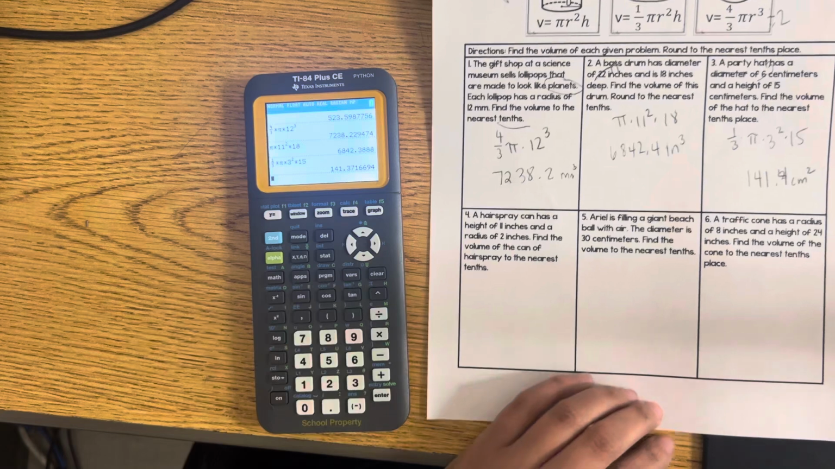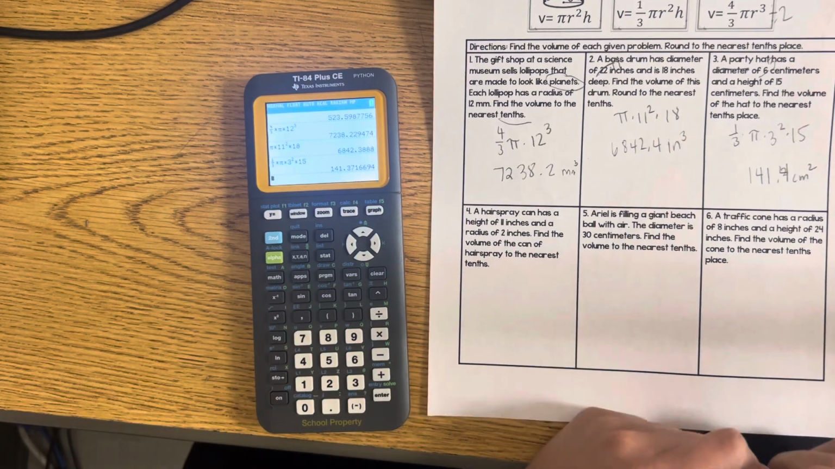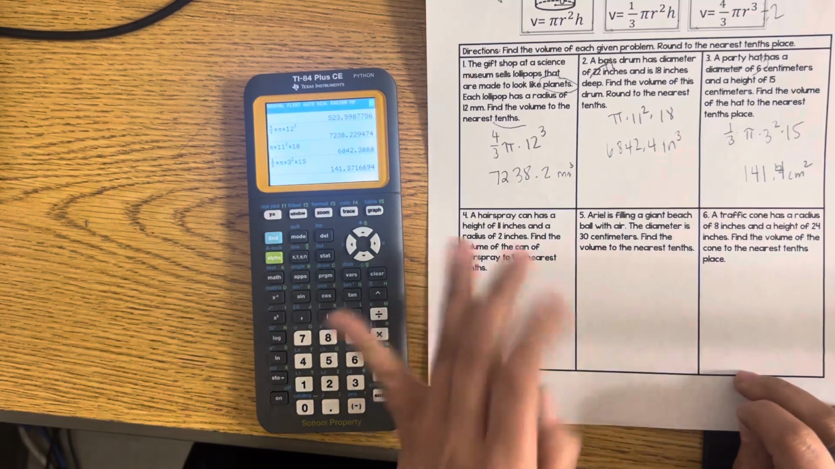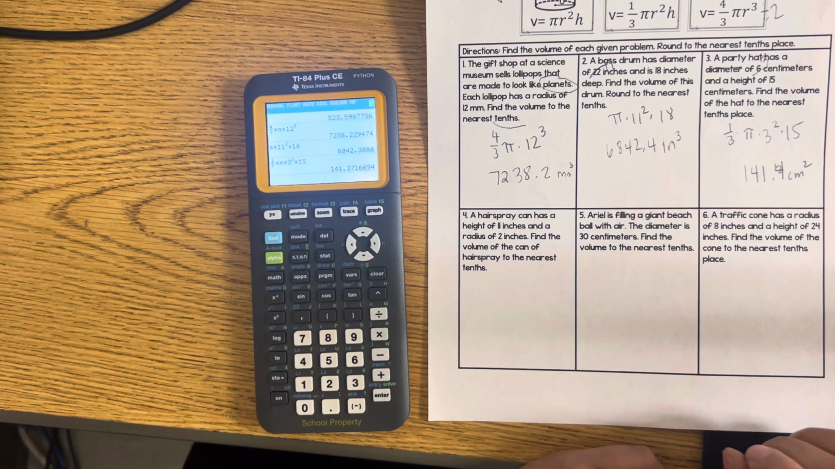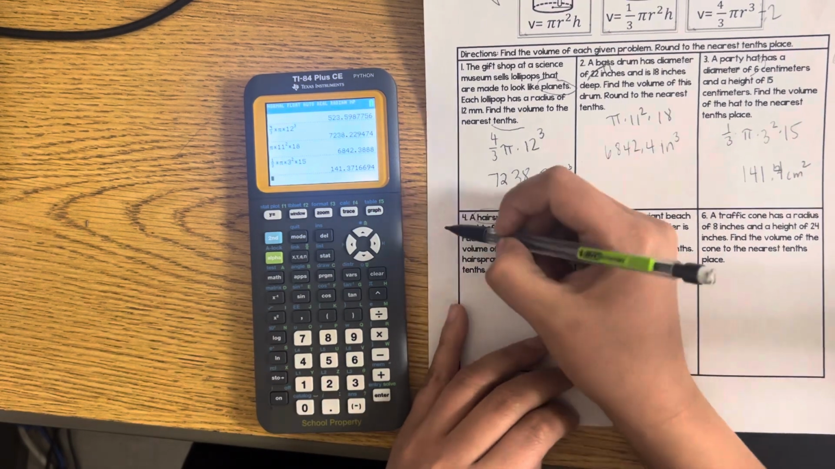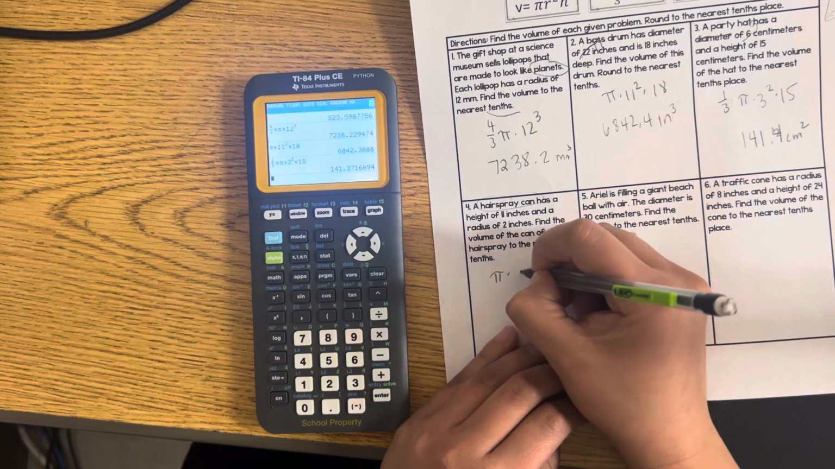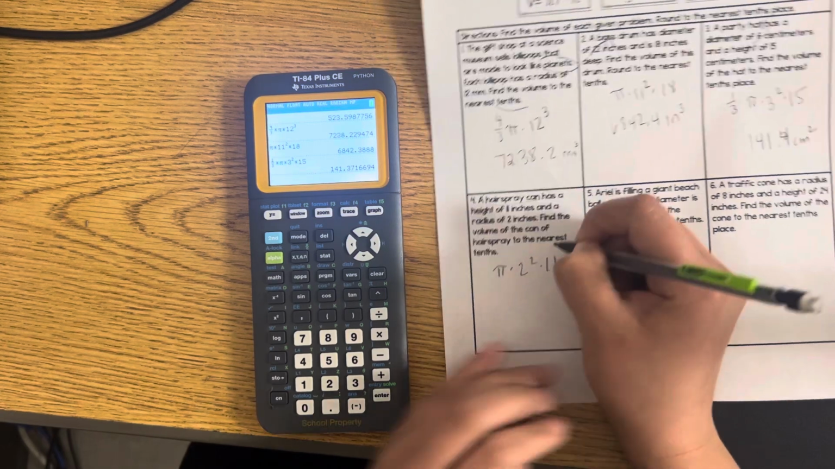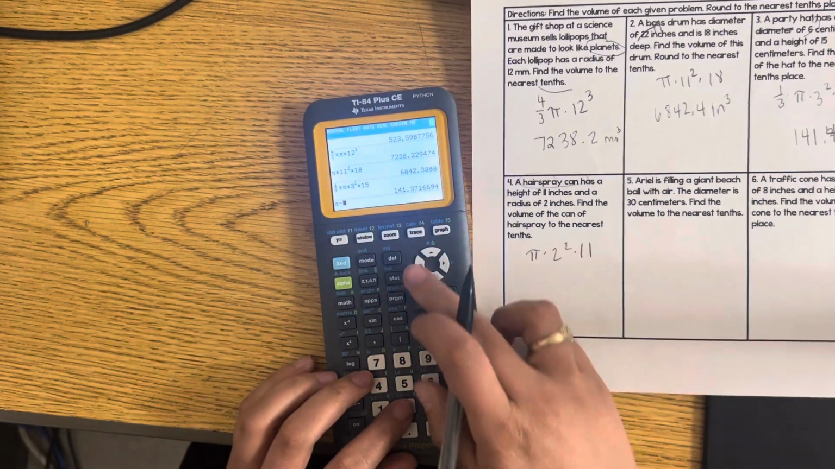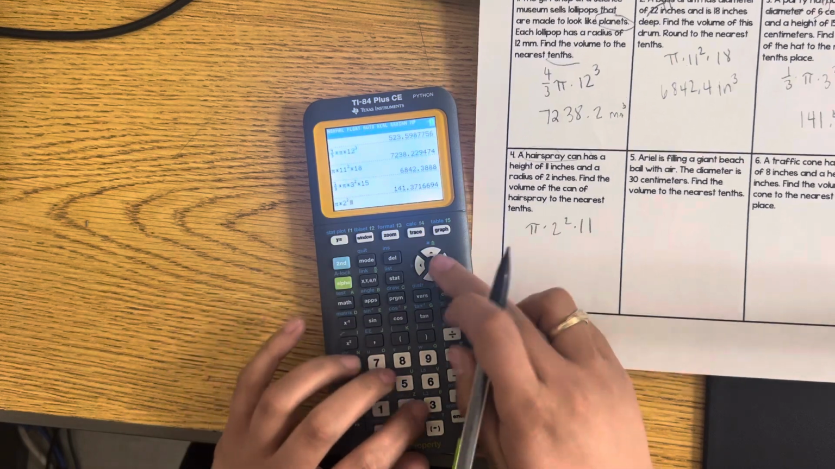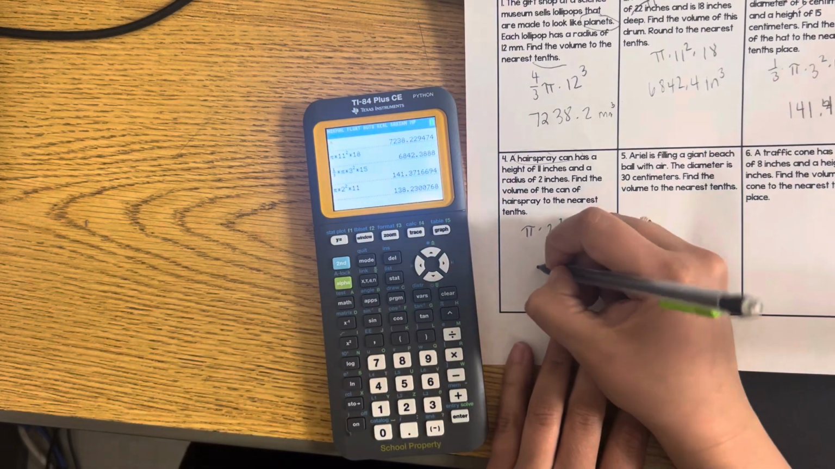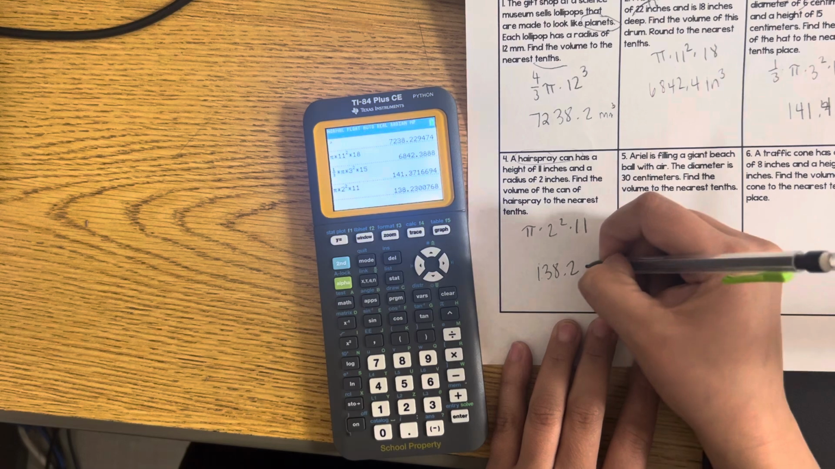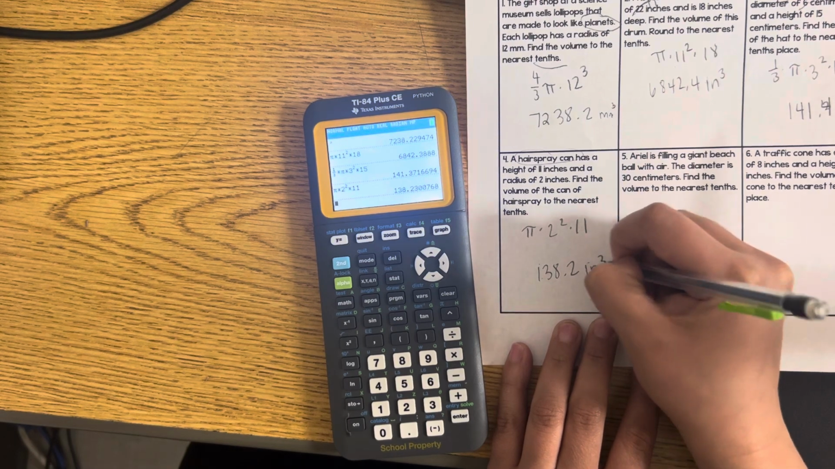Number 4, a hairspray can has a height of 11 inches and a radius of 2. They gave me the radius, so I don't need to cut it in half. Find the volume of the can of hairspray to the nearest tenths. A hairspray can is a cylinder, so we're going to use pi times 2 squared times 11. Rounded to the tenths place, that's 138.2 inches cubed.